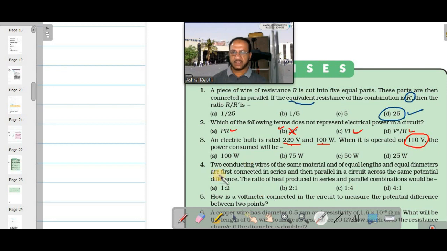Two conducting wires of same material, equal length and equal diameters. It means what? It means they have the same resistance value, correct? If length is same, material is same, diameter is same, then resistance will be same. And these two are first connected in series and then in parallel in a circuit across the same potential difference. The ratio of heat produced in series and parallel combination we have to find out.